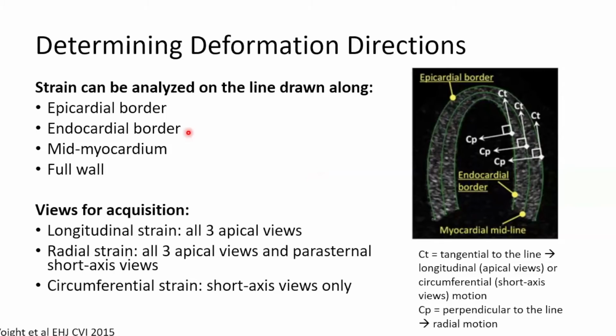Ultimately, when we want to acquire all these different strains, we need a couple of different views. For longitudinal strain, we want all 3 apical views. For radial strain, we want all 3 apical views plus parasternal short axis views, because perpendicular movement in the short axis, which is thickening, is also radial strain. And for circumferential strain, we only need short axis views.